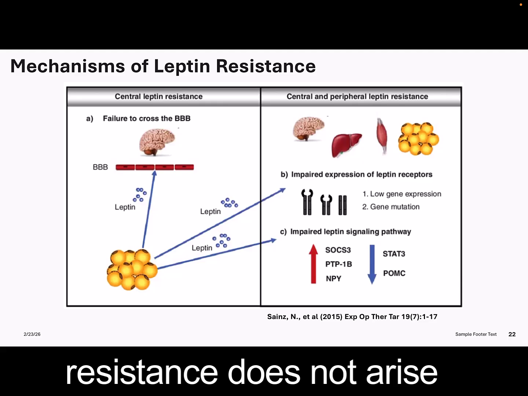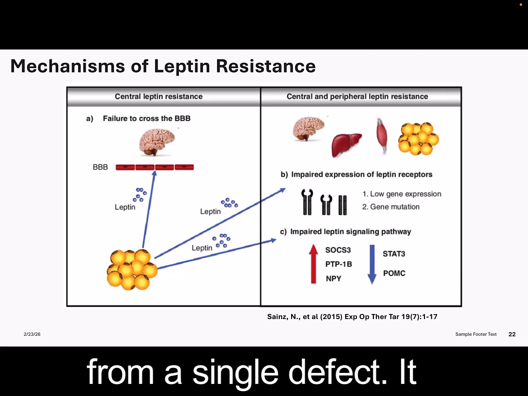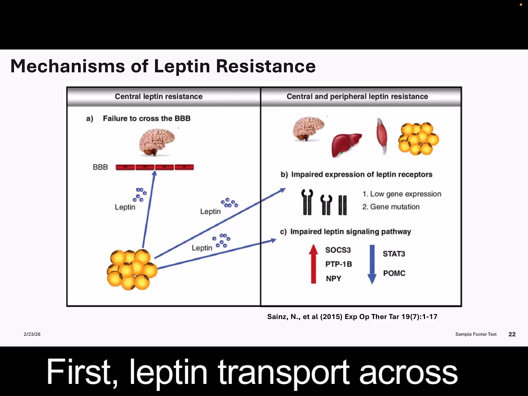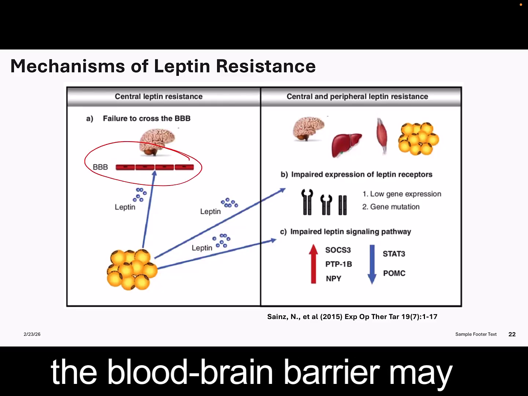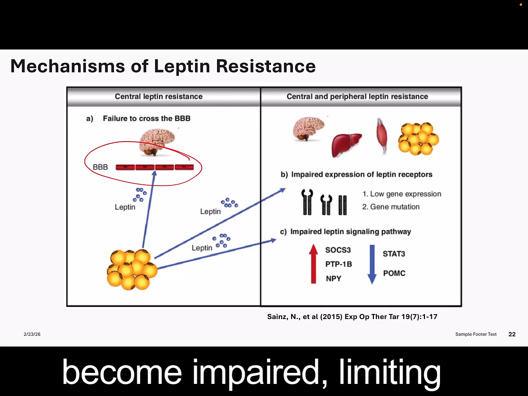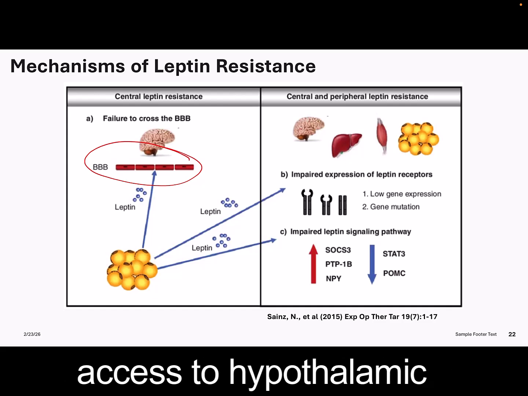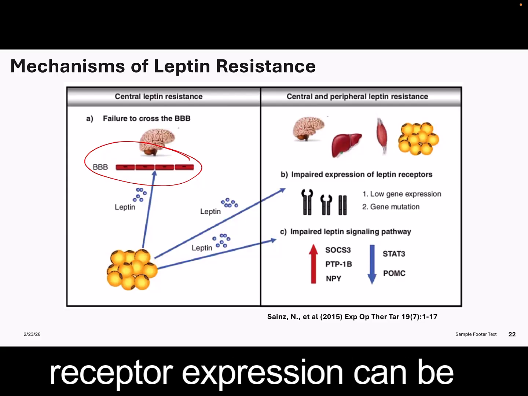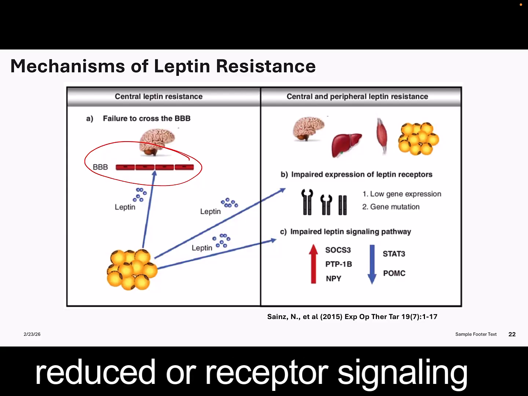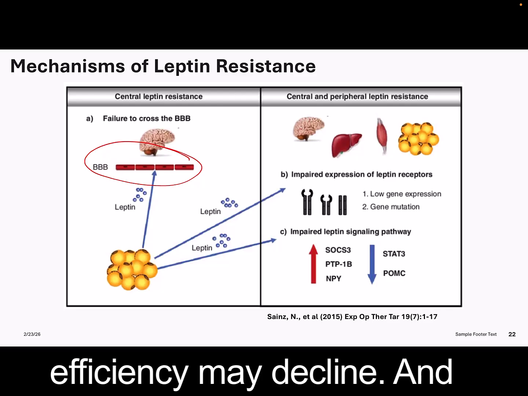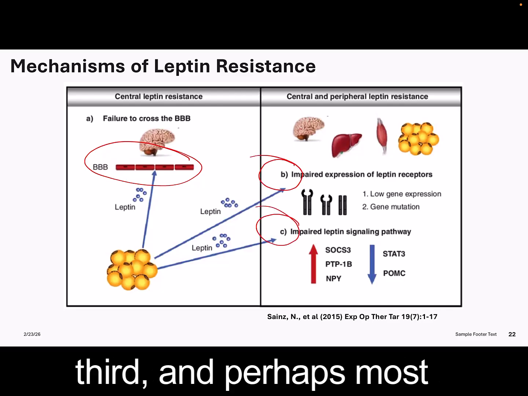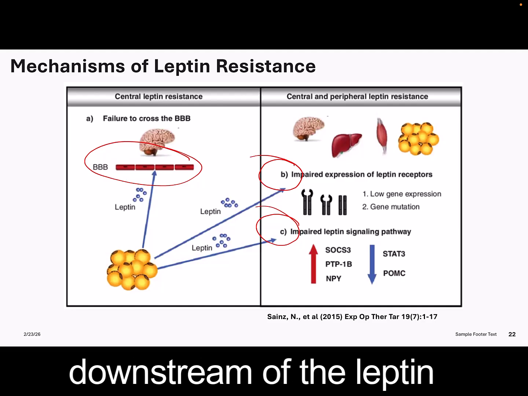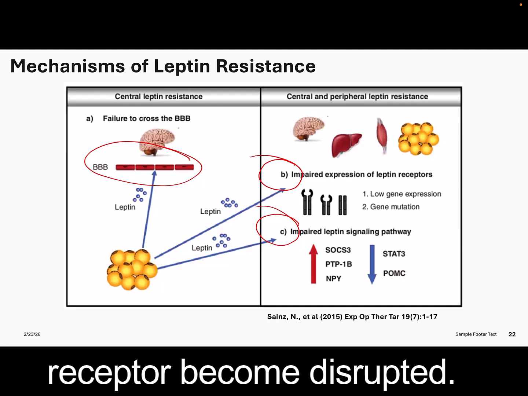Leptin resistance does not arise from a single defect. It appears to result from multiple central and peripheral mechanisms. First, leptin transport across the blood-brain barrier may become impaired, limiting access to hypothalamic neurons. Second, leptin receptor expression can be reduced, or receptor signaling efficiency may decline. And third, and perhaps most importantly, intracellular signaling pathways downstream of the leptin receptor become disrupted.